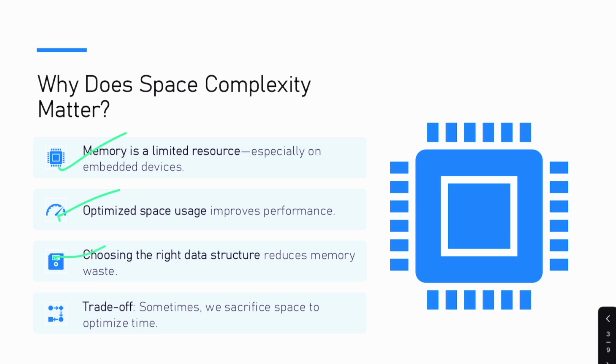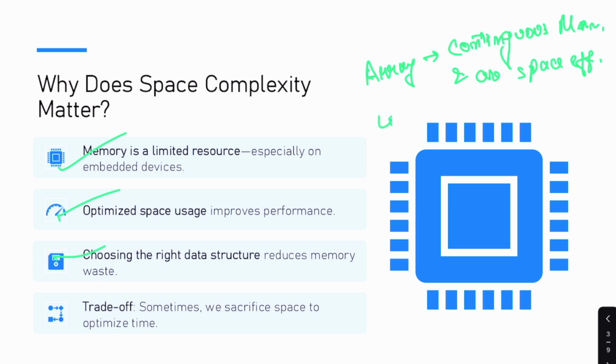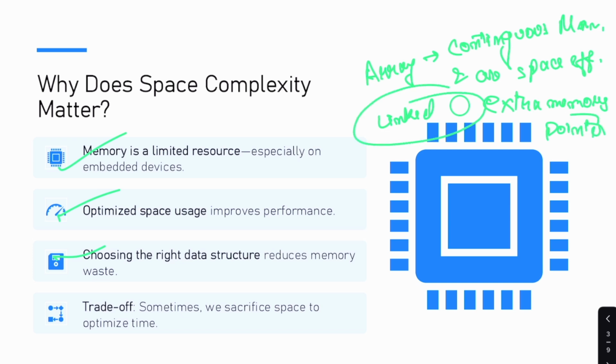Now let's see the third point, choosing the right data structure. Some data structures take up more memory than others. For example, arrays use contiguous memory, right? And they are space efficient. Think about the linked list. A linked list requires extra memory for the pointers. They use the extra memory for what? For the pointers. The linked list uses pointers, so it will need the extra memory.